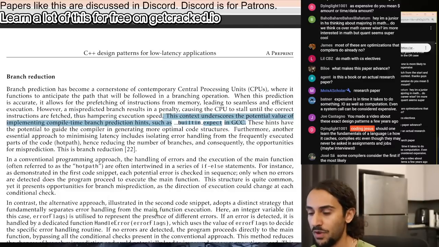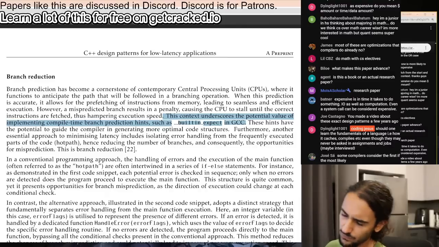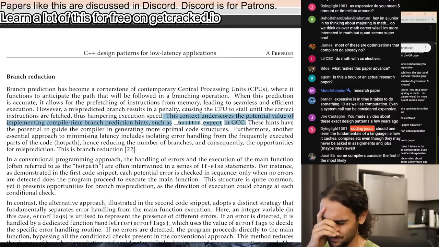Interview question. Alarm, alarm, alarm, interview question. C++20 introduced two, not keywords, what's the right word?